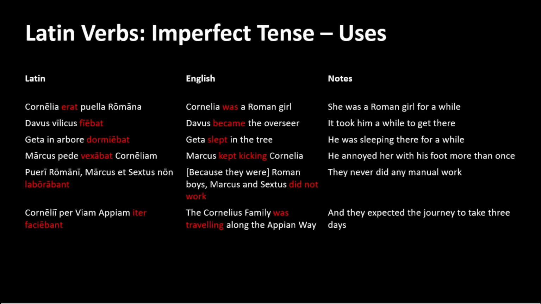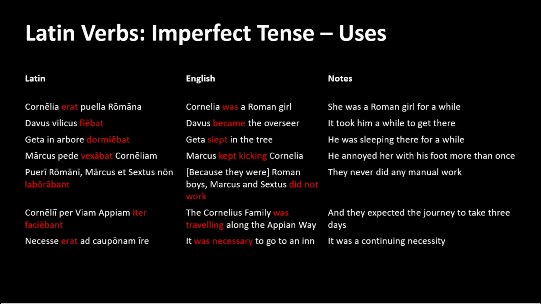Cornelii per viam Appiam iter faciebant. The Cornelius family was travelling along the Appian Way. There we do translate the ba into a was doing something in English, because that works. They were travelling along the Appian Way, and they expected the journey to take three days.